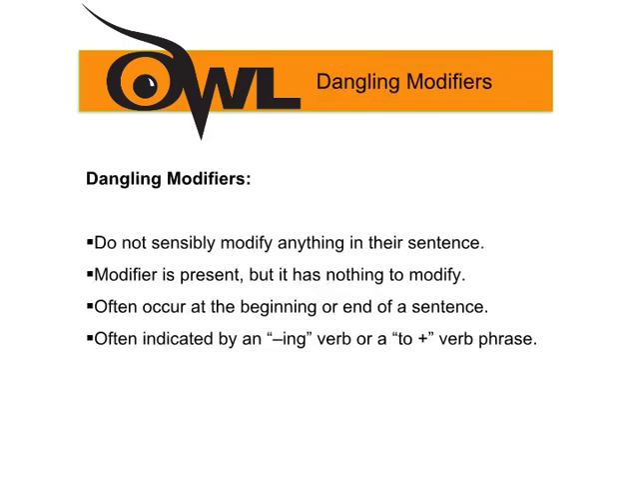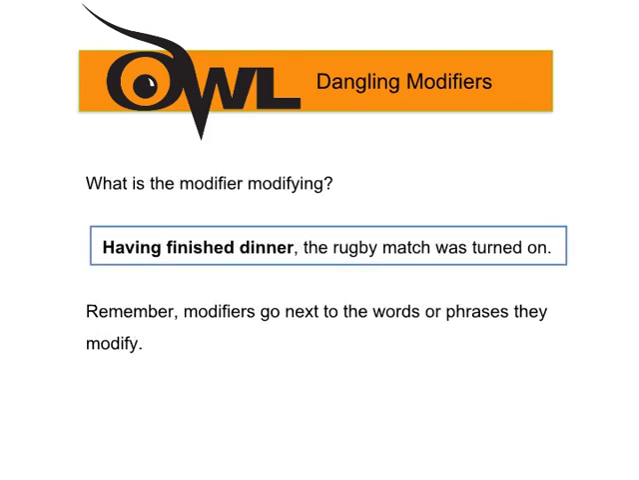Dangling modifiers. Do not sensibly modify anything in their sentence. Modifier is present, but it has nothing to modify. Often occur at the beginning or end of a sentence. Often indicated by an ing verb or a to plus verb phrase. What is the modifier modifying? Having finished dinner, the rugby match was turned on. Remember, modifiers go next to the words or phrases they modify.